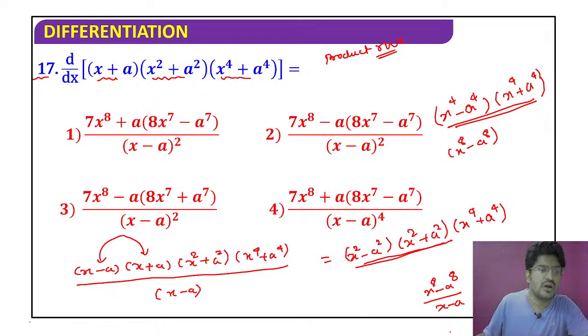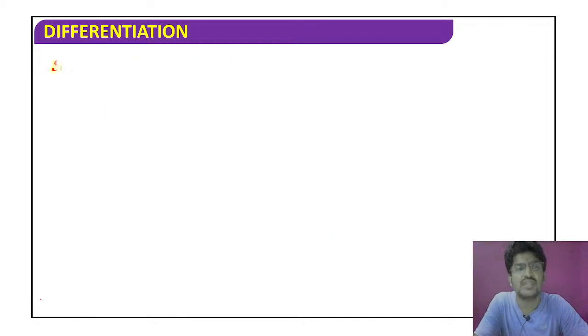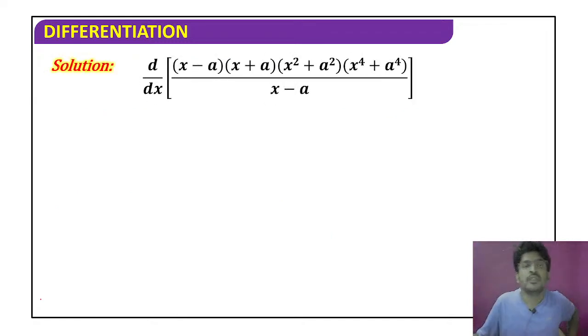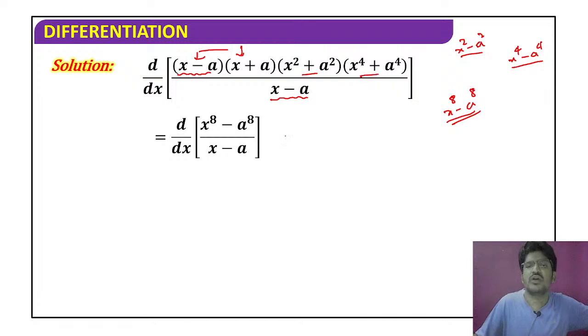So you have to use a very simple trick, that is multiplying x minus a to the numerator as well as denominator. So that we are going to get x to the power of 8 minus a to the power of 8. From the first two we will get x square minus a square. Again from x square minus a square into x square plus a square we will get x raised to 4 minus a raised to 4. From this and this you are going to get x raised to 8 minus a raised to 8.